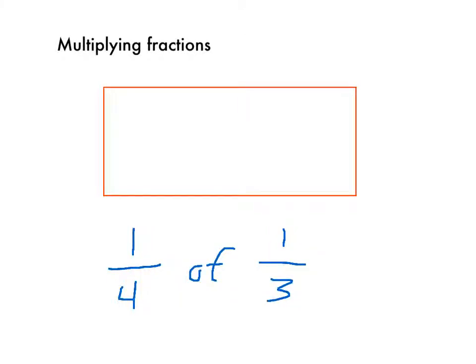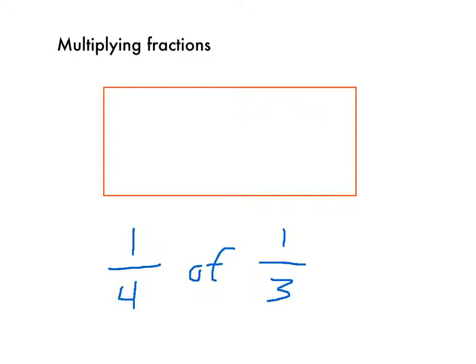Okay, now we're going to talk about multiplying fractions. It's actually the easiest operation you can do with fractions. What you see here is a rectangle, and we're going to try to figure out what is 1/4 times 1/3. What is a fourth of a third? We want 1/4 of a group of 1/3. So imagine how small 1/3 must be.